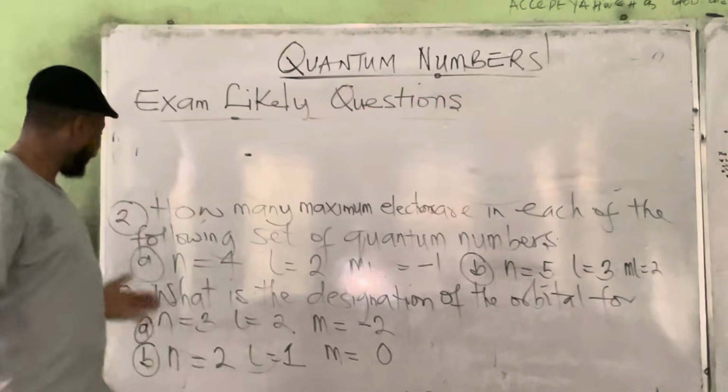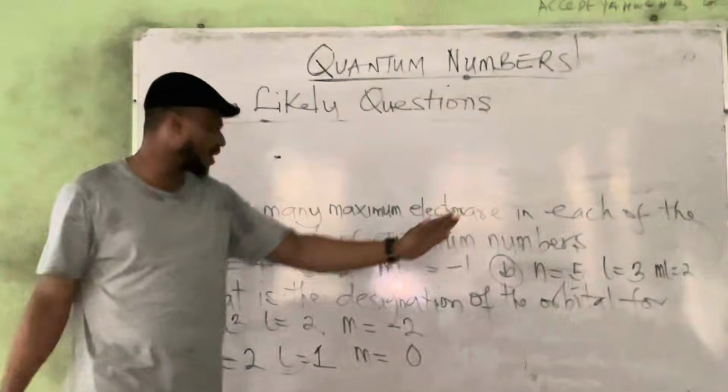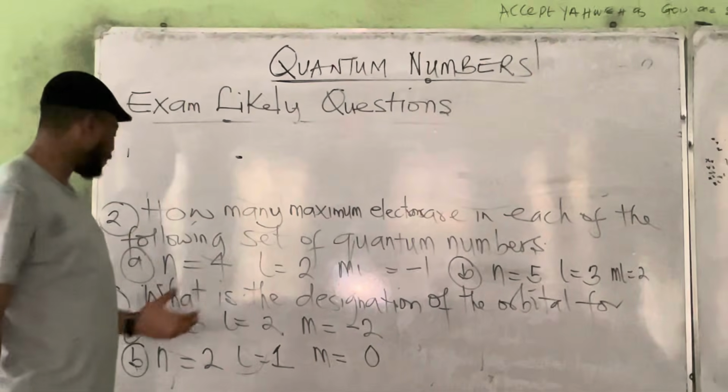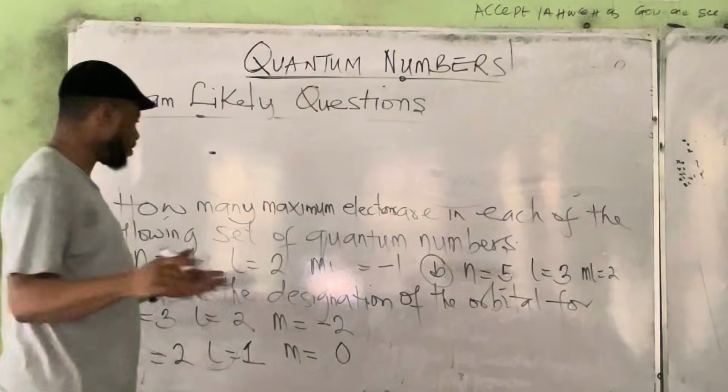Alright, so we have exam likely questions here. We have our 12. How many maximum electrons are in each of the following set of quantum numbers? Then what is the designation? Alright, so I'll be explaining this in a jiffy.